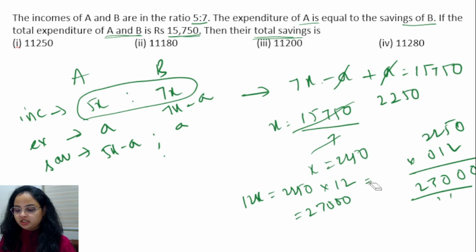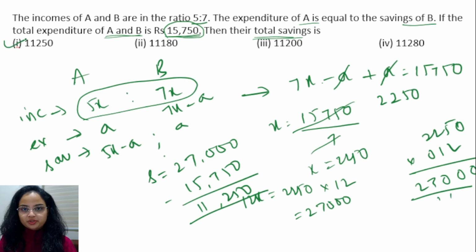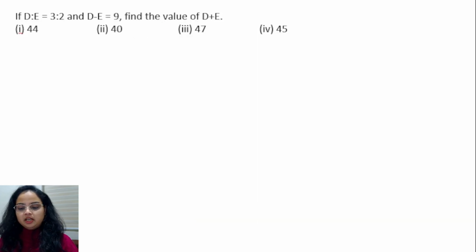So total income is 27,000 and total expenditure is 15,750. So what is the savings? Total savings is equal to 27,000 minus 15,750. It is 11,250. Okay, first option.